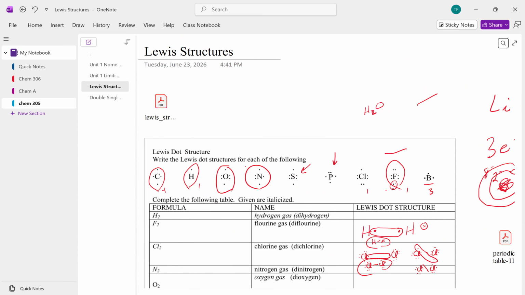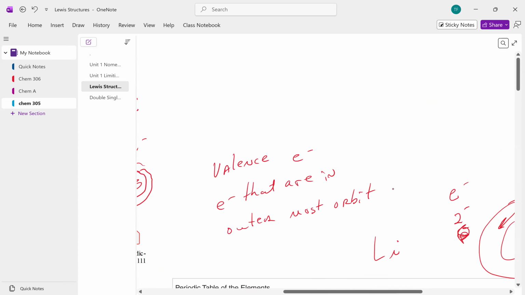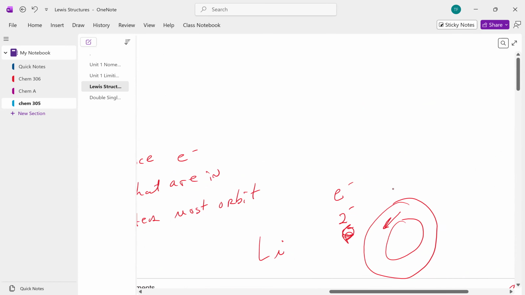I'll have those for you as well. But wait, let me double check what you just said. So the expectation is that we're supposed to memorize all of this? The circled ones. Oh boy. Circled ones. Okay. And you don't have to memorize the others because the periodic table will tell you what they are.